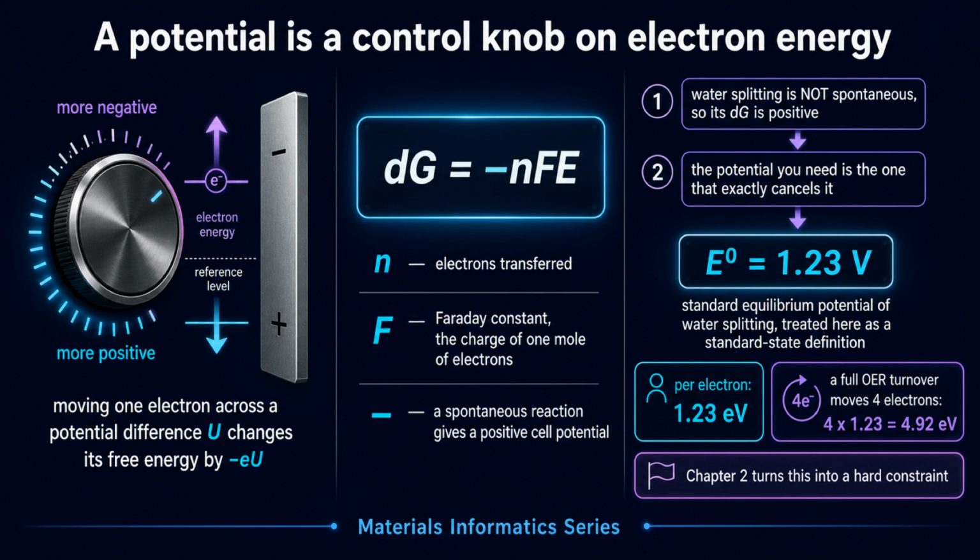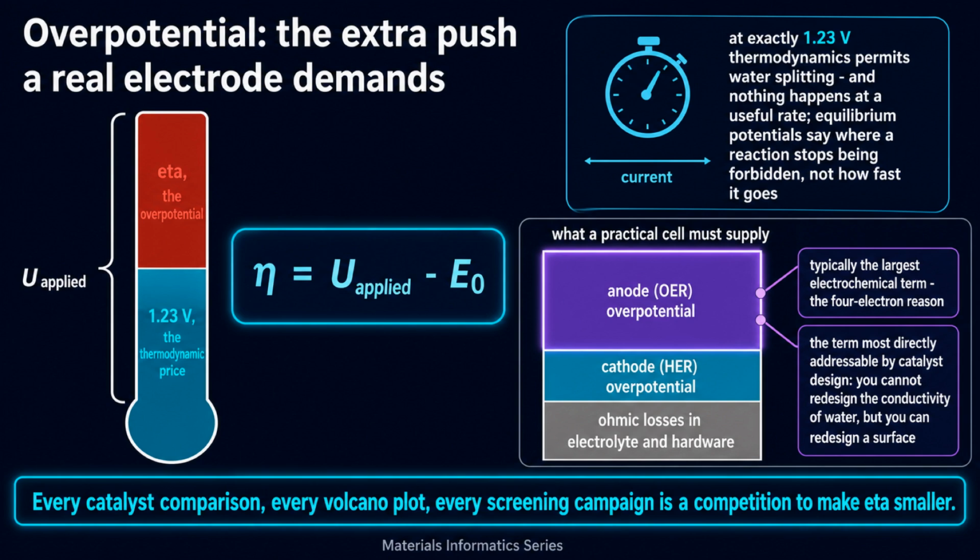That is the standard equilibrium potential, 1.23 volts. Per electron, 1.23 electron volts. 4 electrons, 4.92. At exactly 1.23 volts, thermodynamics permits water splitting, and nothing happens at a useful rate. Equilibrium potentials say where a reaction stops being forbidden, not how fast it goes. To drive real current, you must apply more.